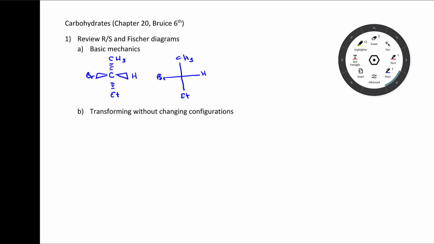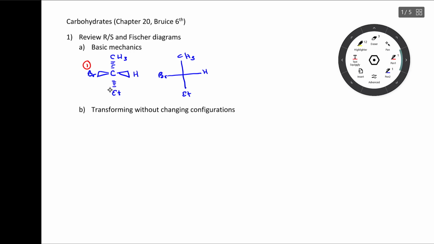Now, if you wanted to assign a configuration to this, it's a little bit tricky, because what you would think about doing, at least initially, is going with the number 1 group, which would be the highest atomic number, bromine. The ethyl and methyl group are tied in terms of carbon. That's the atomic number of the carbon that's attached, but the ethyl group has a carbon attached to a carbon, so this would be number 2. And so we would be assigning the configuration in this direction.